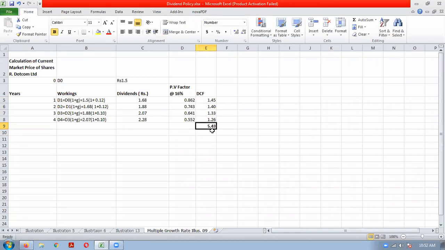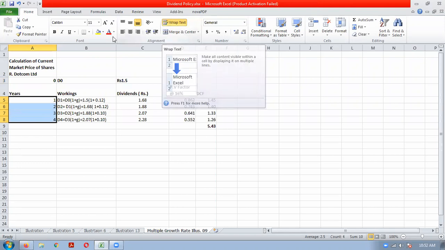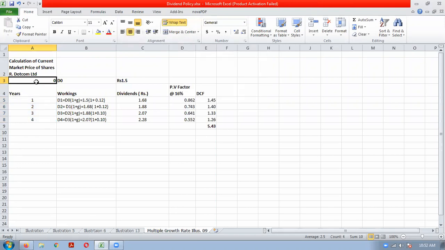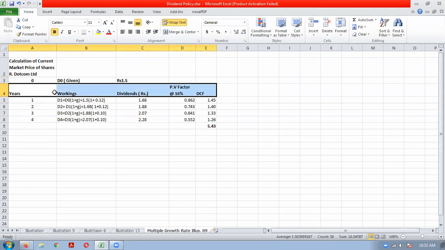So everybody should get this 5.43 rounded off. In financial management, zero means today. What is the dividend paid today? That is the recently paid dividend or past dividend is zero. This is given in the question. This much everybody has done.